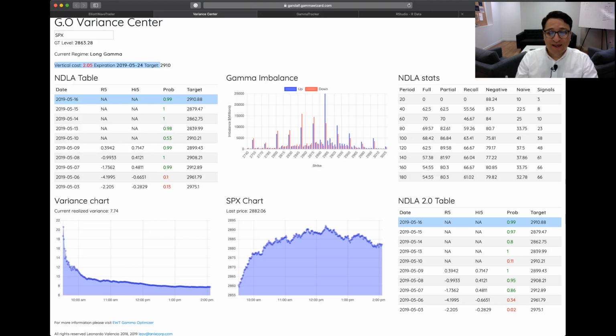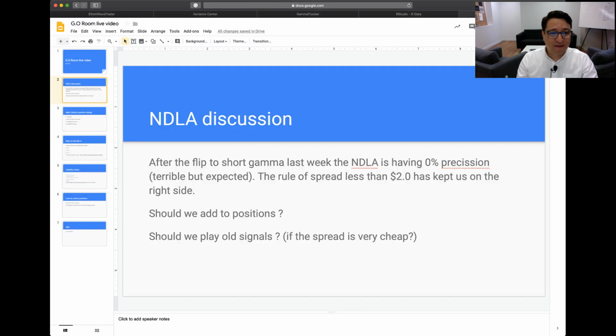Okay, let's see what else I have here. Another question that I receive consistently is, okay, so we have an old signal. Should we add to the positions? I mean, like right now, should we add to the positions from yesterday? The answer is no, of course. You don't want to add to the position if it's more expensive. But the answer will be yes.